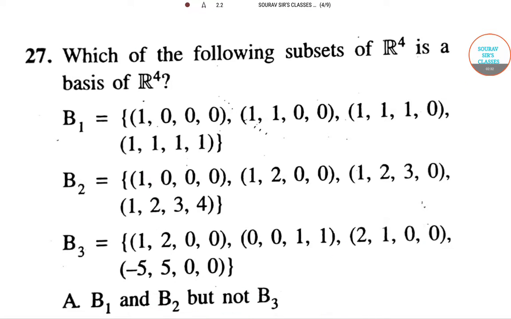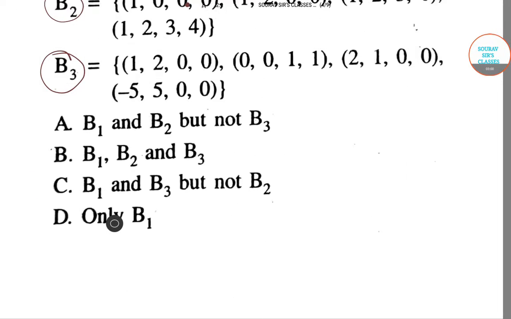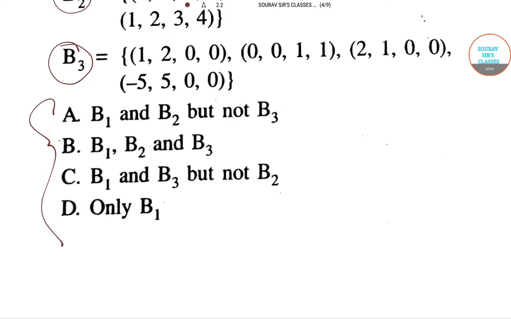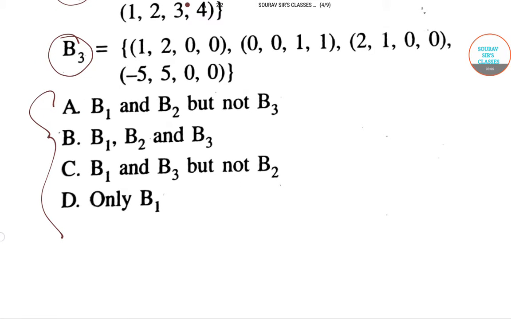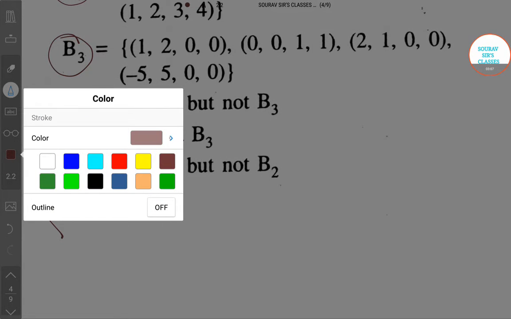Now the next question is about the following subsets of R to the power 4, which is a basis of R to the power 4. Which of the given subsets B1, B2 and B3 is a basis of R to the power 4? Now we have the options. Let me change the color first, then I'll be writing.